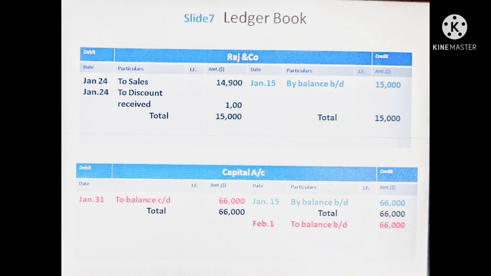In capital account, there is opening balance on credit side of $66,000. No other posting, no transaction affecting capital account during this period, and so the same is the balance. It is carried down in debit side and brought down to February 1 on credit side. Capital account has credit balance.